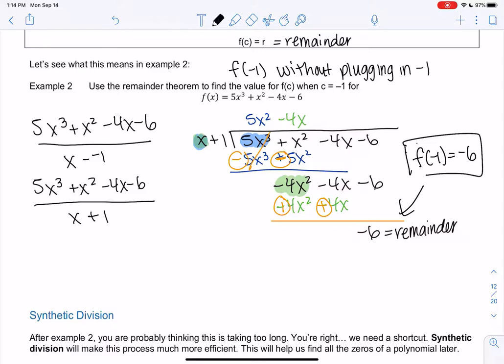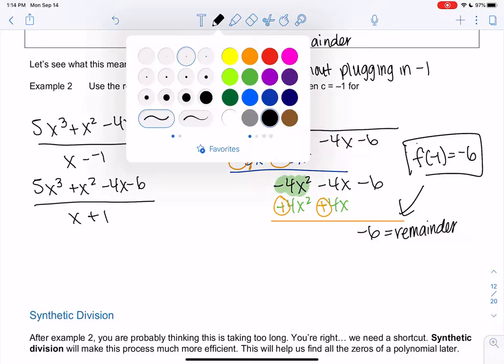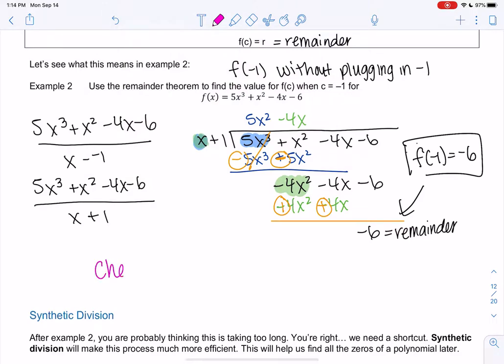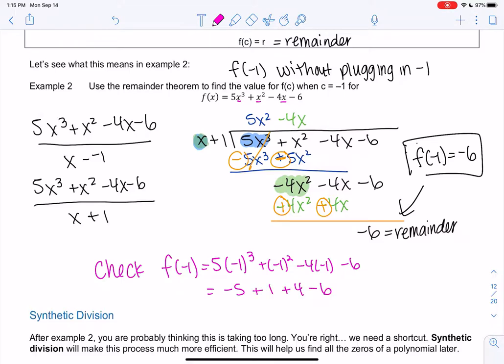So it's a very weird way to find the function value, right? It's more work, and we'll talk about why we're doing this later. But let's check our work. You're probably not convinced this is true, right? So we'll just plug in negative 1 the old-fashioned way. 5 times negative 1 cubed plus negative 1 squared minus 4 times negative 1 and then minus 6. So I get negative 5, positive 1, positive 4, minus 6. And let's see. Yeah, we get negative 6. So as weird as that is, the remainder represents the function value.